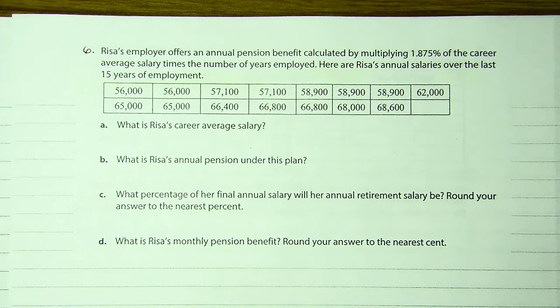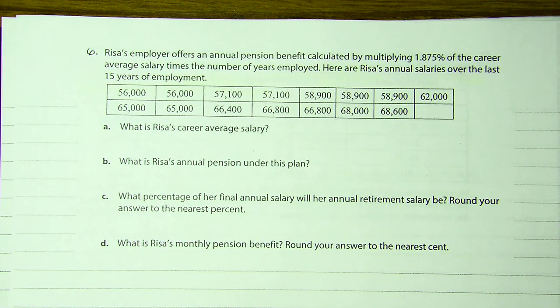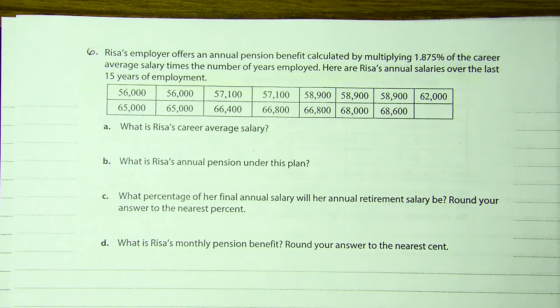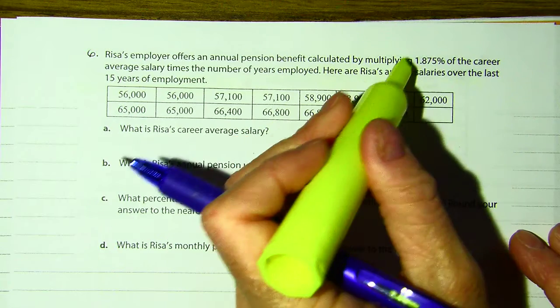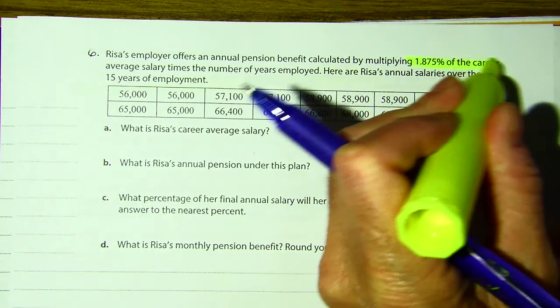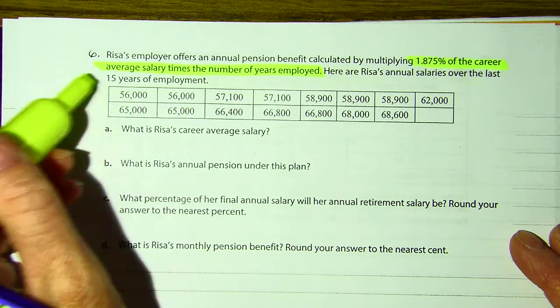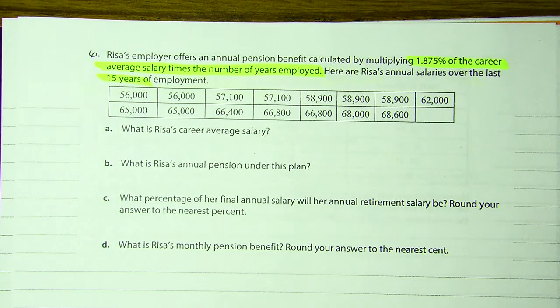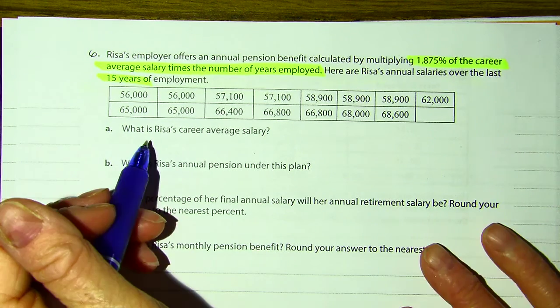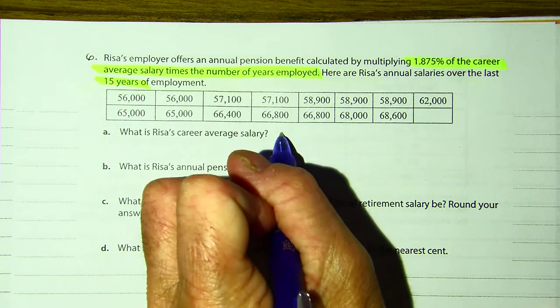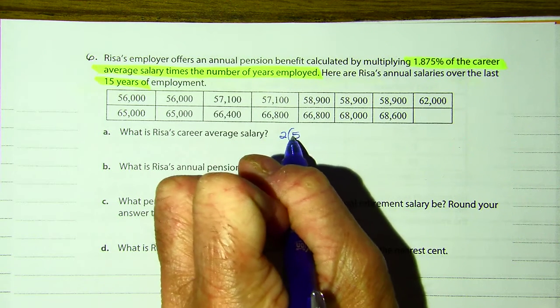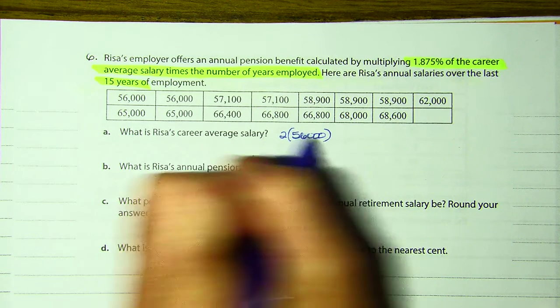So the rest of these are not flat amounts. These compute averages, and a lot of employers do this. So Risa's employer offers an annual pension calculated by multiplying 1.875% of the career average times the years employed. And she's been employed 15 years. So first we have to compute her average, right? So we simply add everything up. So 2 times 56,000, because there's 2 of them.